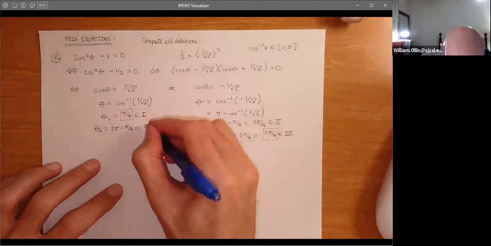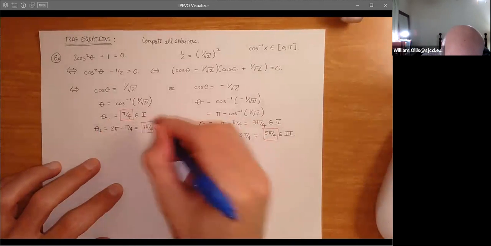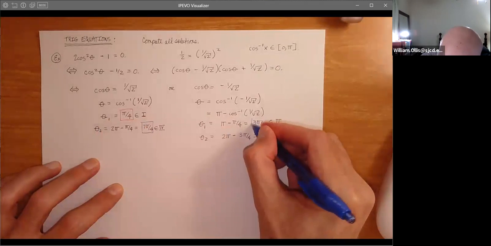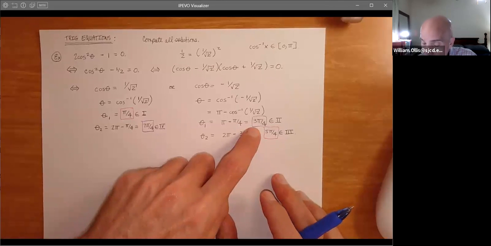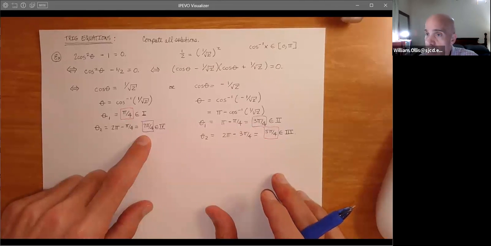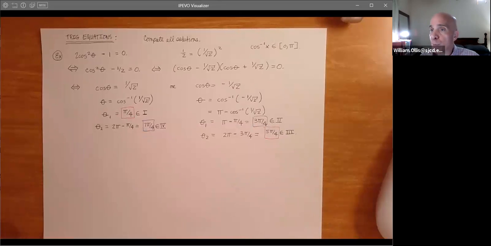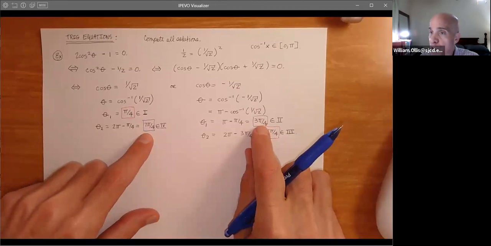And then 7 pi over 4 and 3 pi over 4 also differ by pi. So I could add pi here to get this. And then that multiple of pi k would give me all the infinitely many solutions that would be generated here.